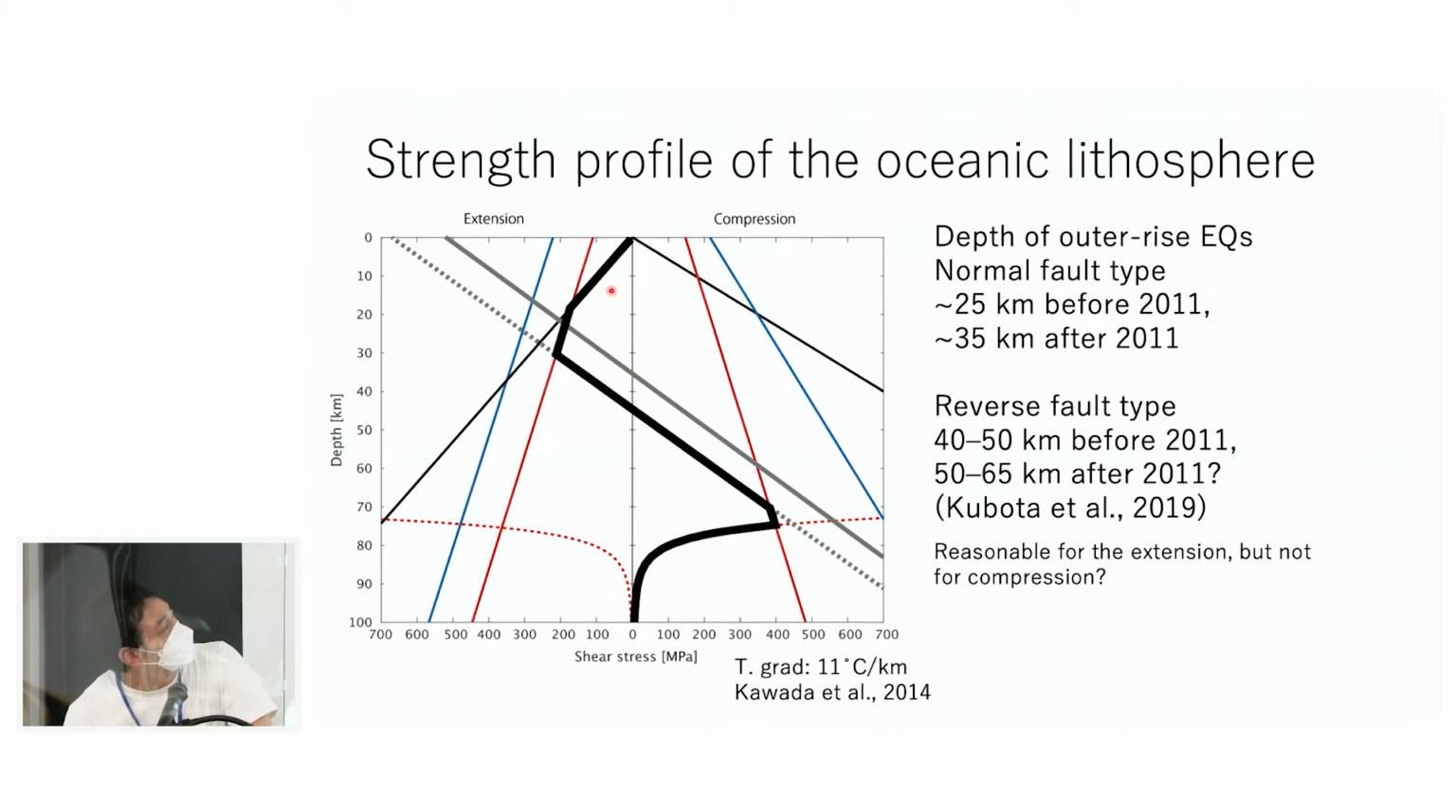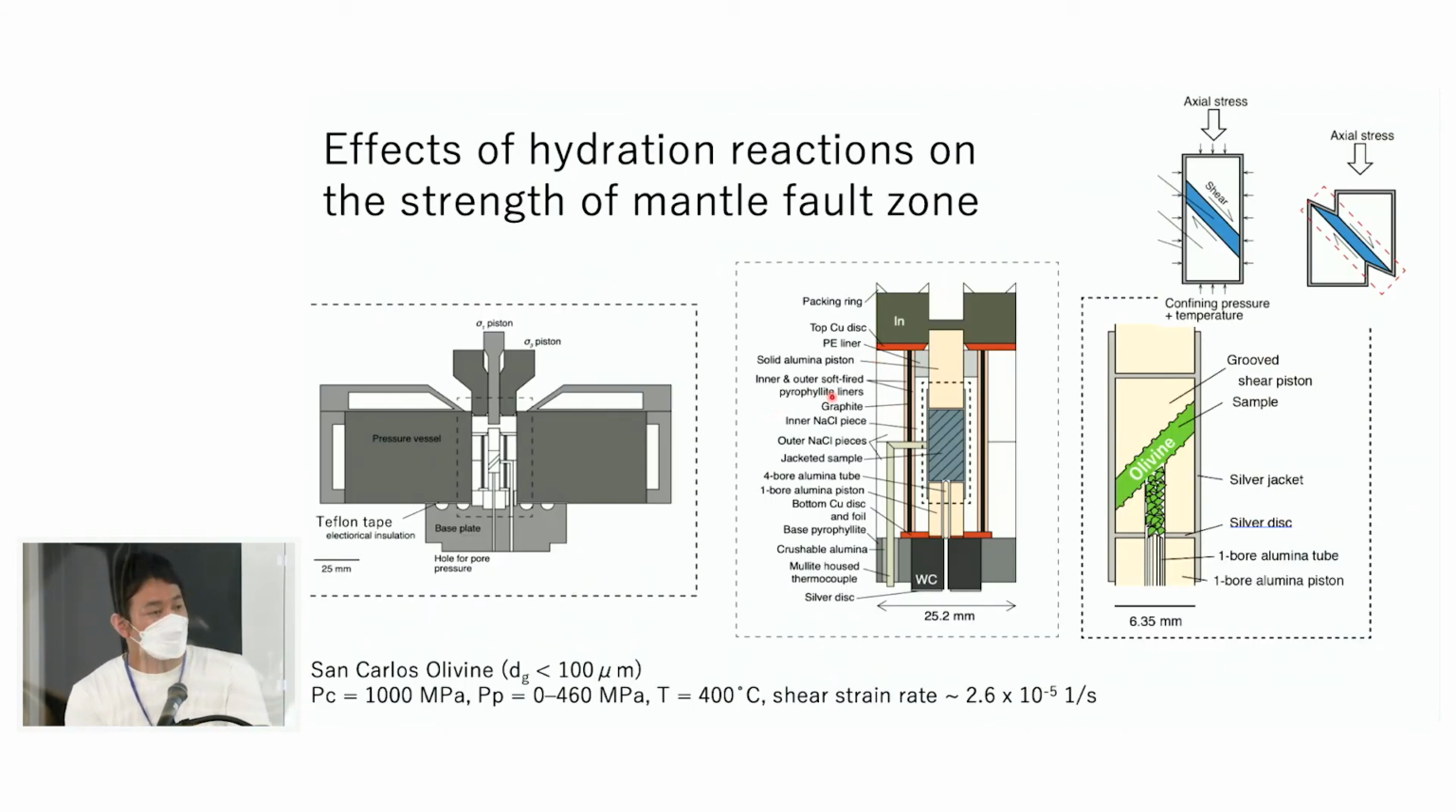Sorry, it's a very busy slide, but anyway, we found very weak friction in high temperature olivine compared to the low temperature friction, as low as clay minerals. So we could explain why deep outer rise faulting occurs, probably due to the low friction of high temperature olivine. Okay, I have only 4 minutes.